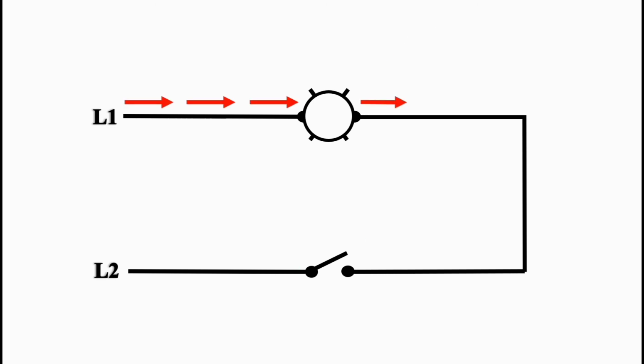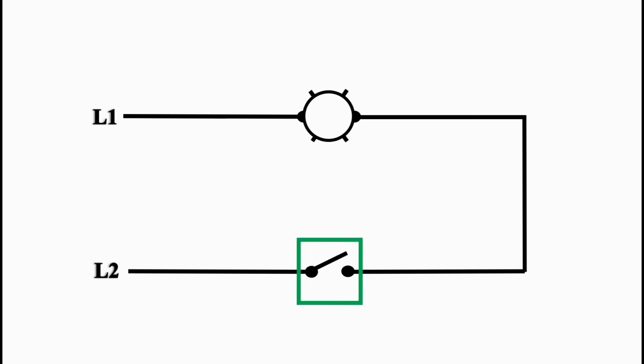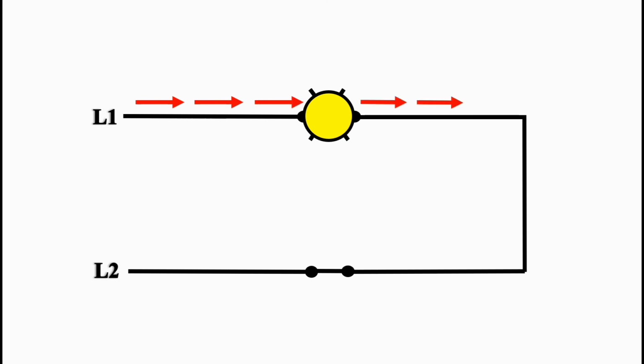Ito ang nangyayari sa electric current or electricity kapag naka-off ang posisyon ng switch. Ang electric current or electricity ay naputol sa parting ito. At para mag-on ang ilaw, kailangan nating pindutin ang switch. Ito naman ang nangyayari sa electric current or electricity kapag naka-on ang position ng switch.